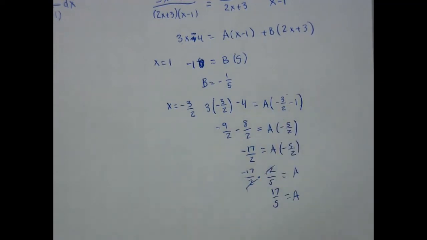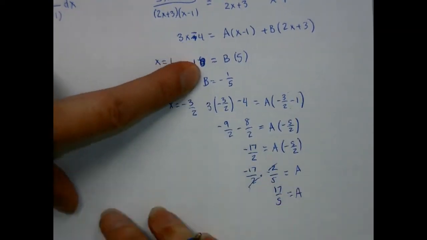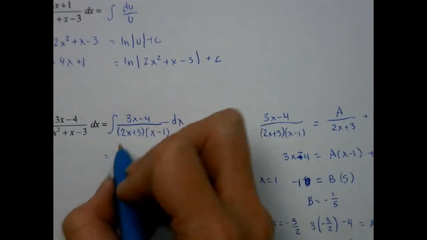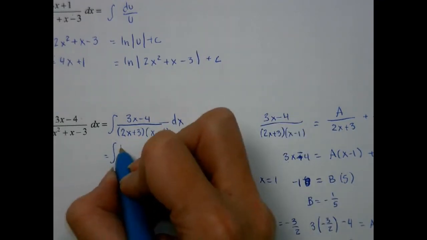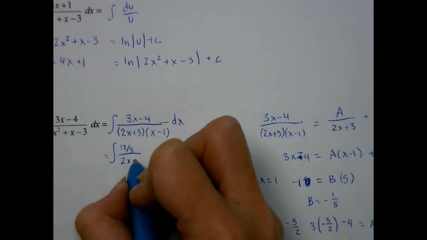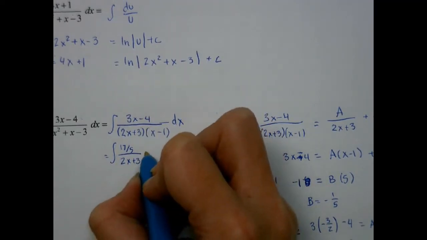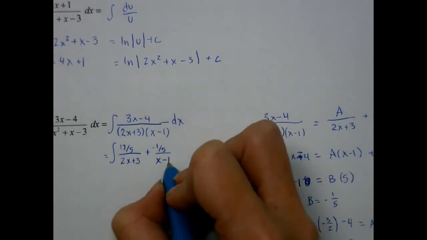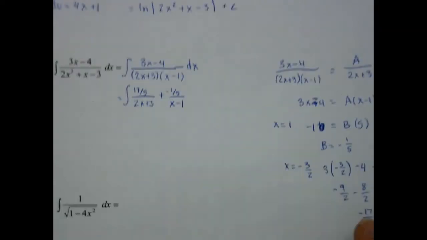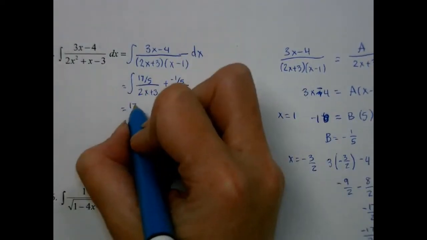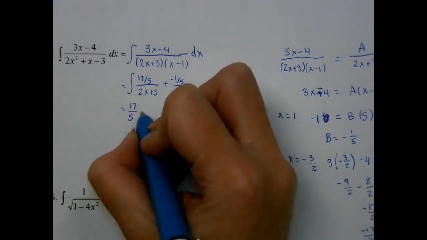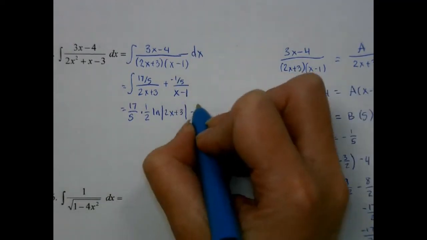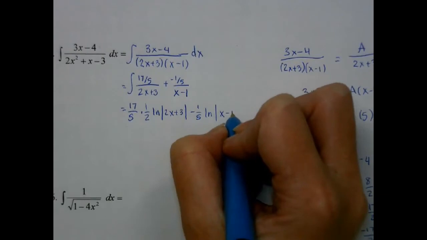So we'll take these two values and plug them in for our A and B. So our new problem is now 17/5 over 2x plus 3, plus negative 1/5 over x minus 1, and then integrate those. So we'll have 17/5. This 2 means I'm going to need to multiply by a 1/2, and then minus 1/5 ln of (x minus 1) plus c.